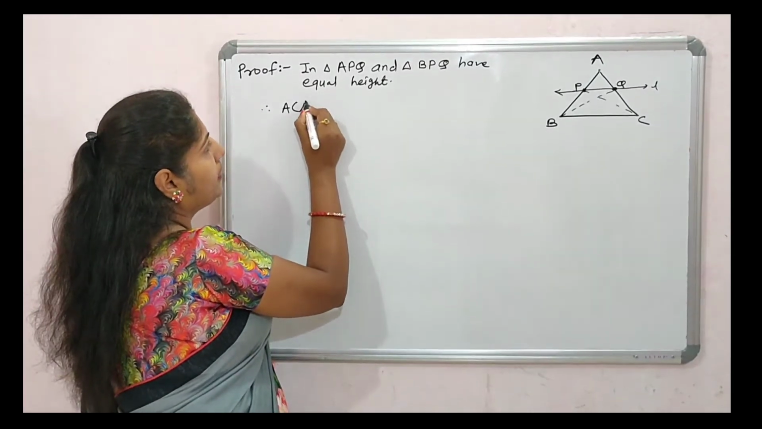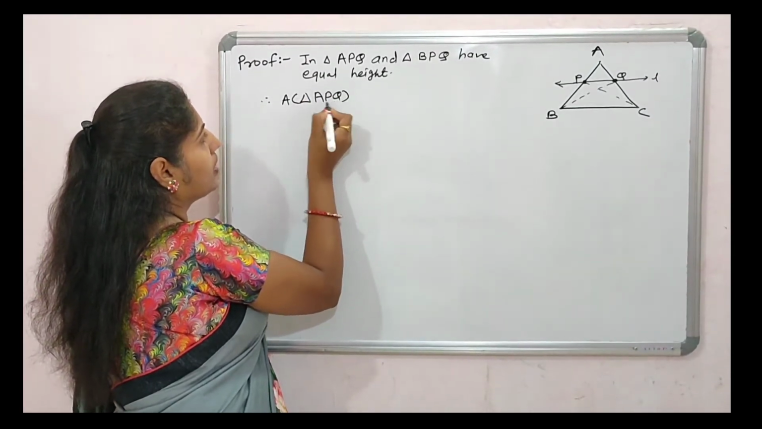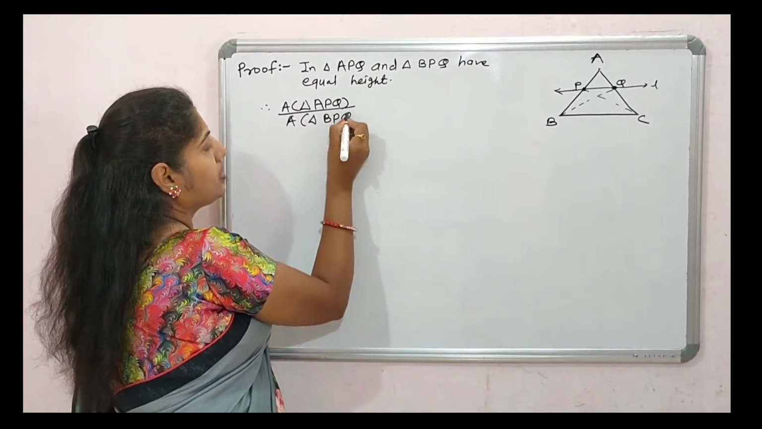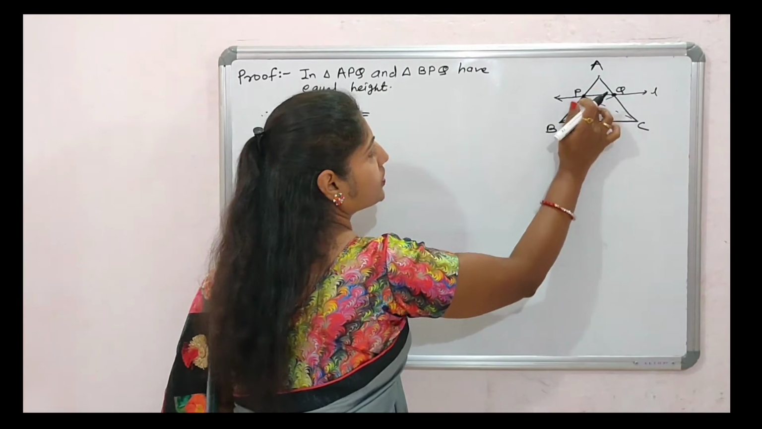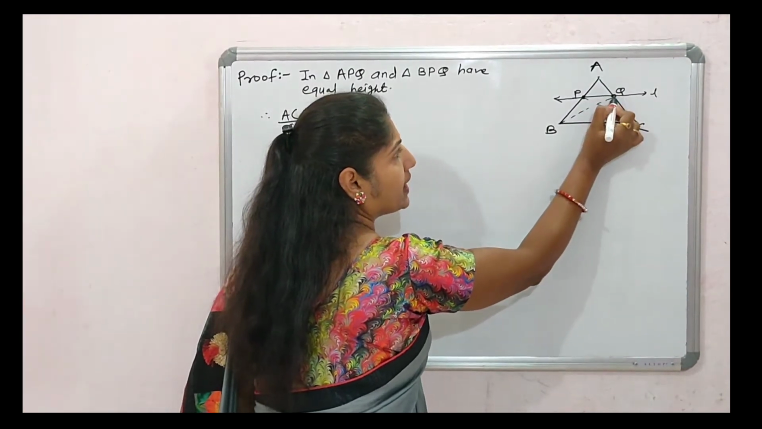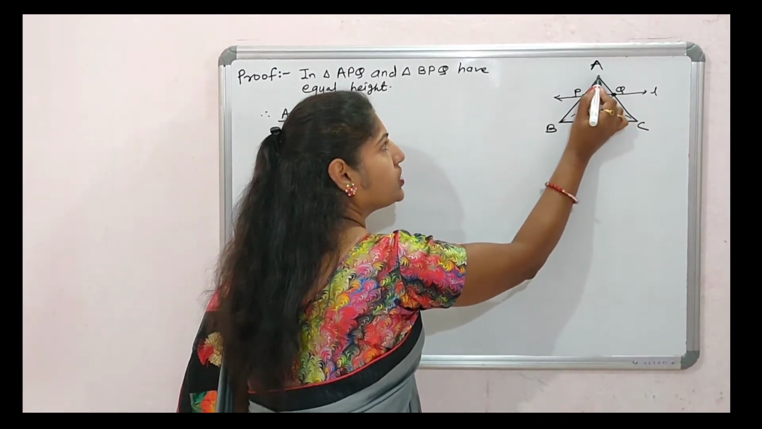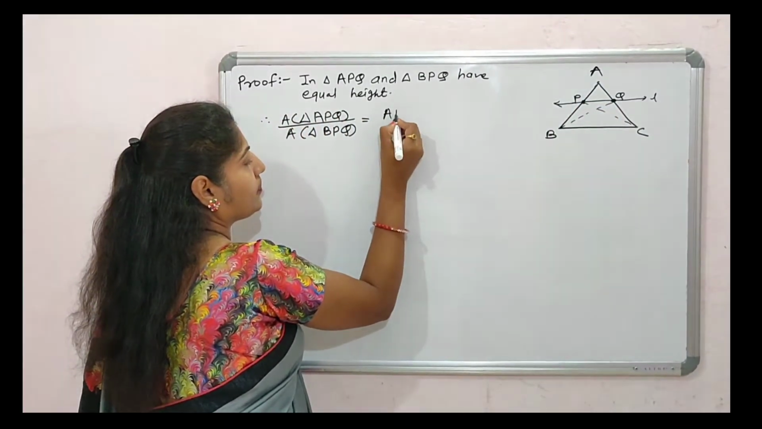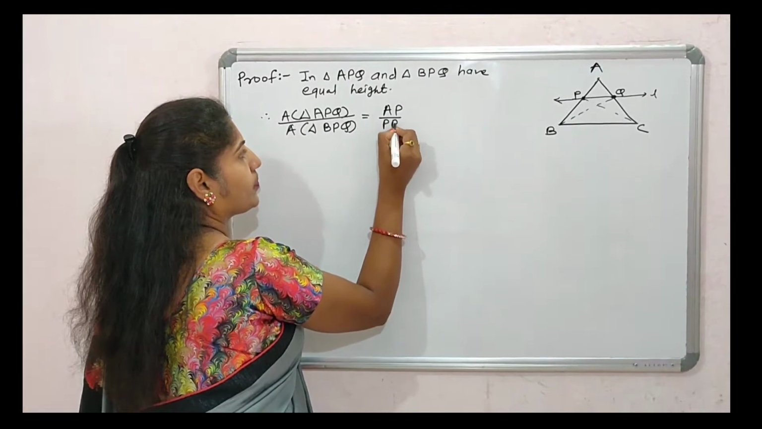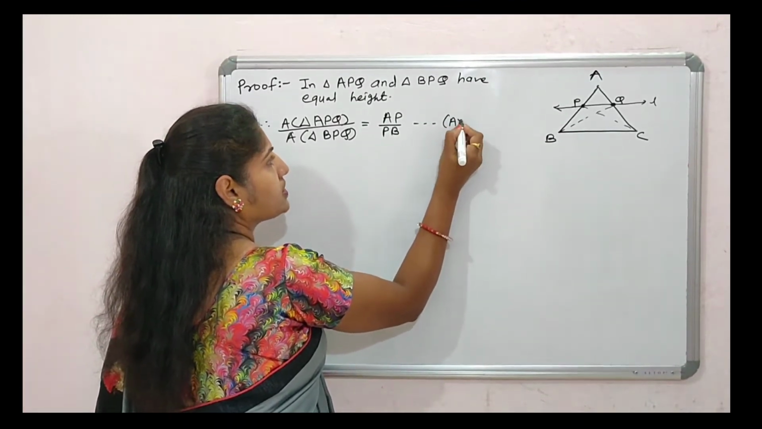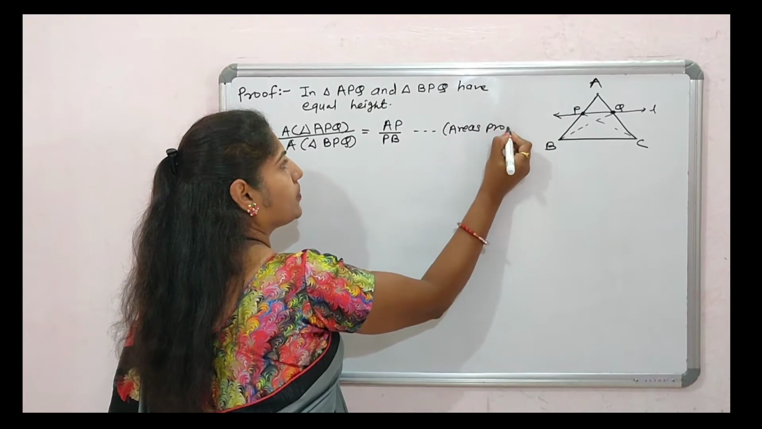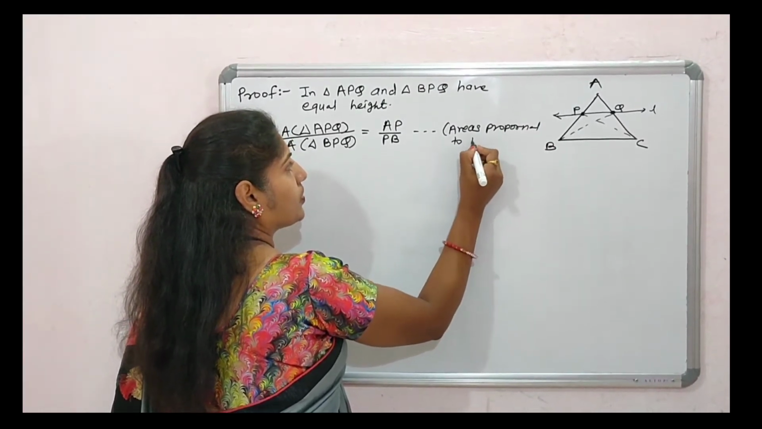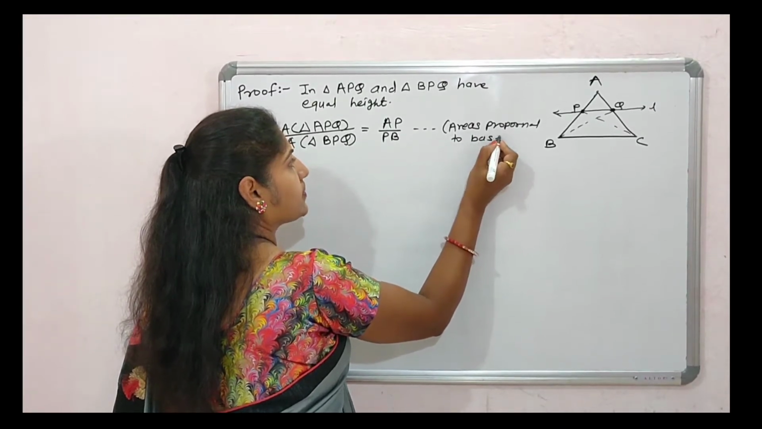Area of triangle APQ upon area of triangle BPQ is equal to the ratio of their bases AP upon PB, since these two triangles have a common vertex and so equal height. Areas are in proportion to corresponding bases.